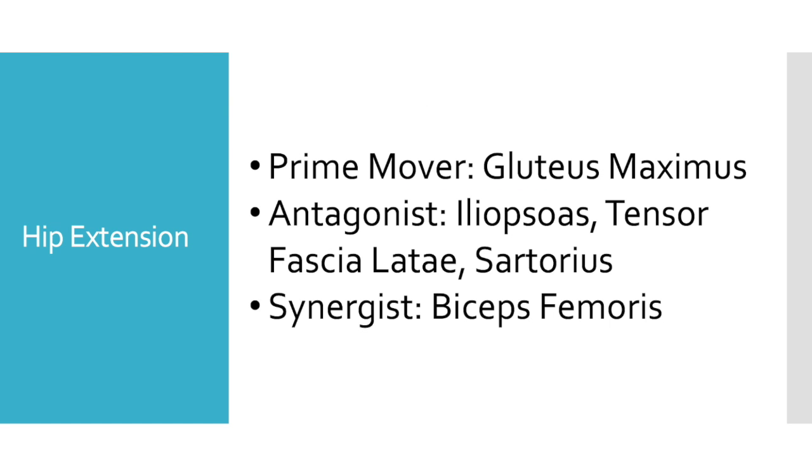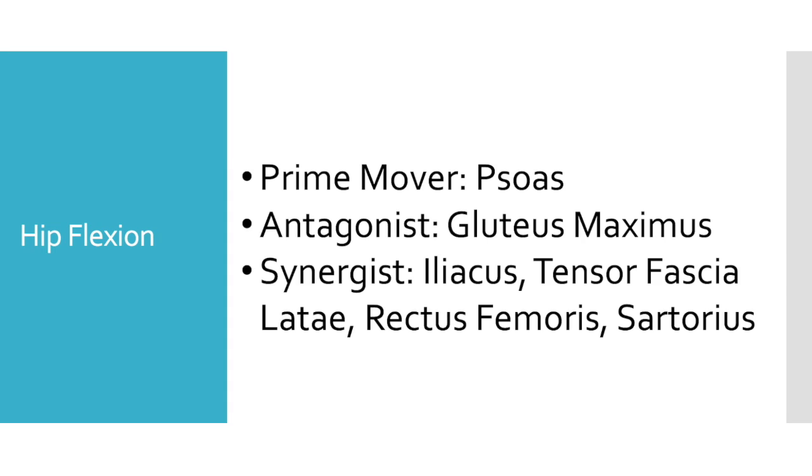The hip extension prime mover is the gluteus maximus. The antagonists are the iliopsoas, the tensor fasciae latae, and the sartorius. The synergist is the biceps femoris. The hip flexion's prime mover is the psoas, the antagonist is the gluteus maximus, and the synergists are the iliacus, the tensor fasciae latae, the rectus femoris, and the sartorius.